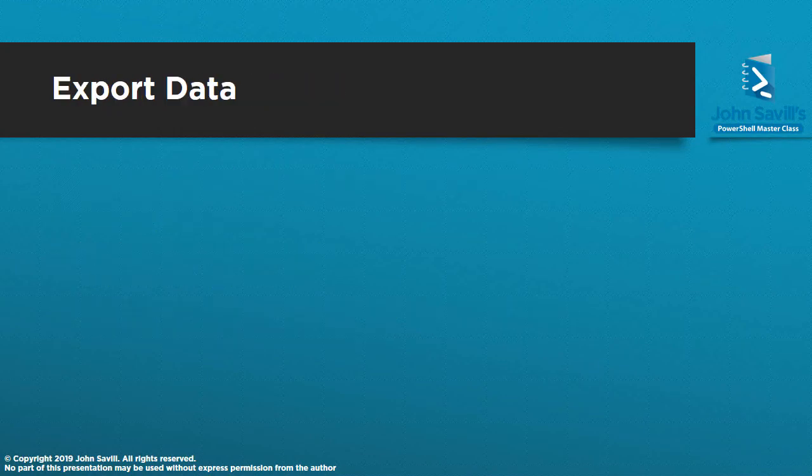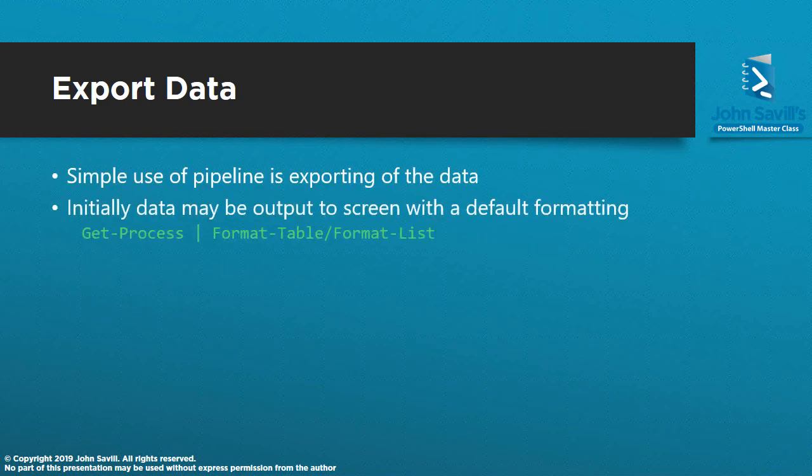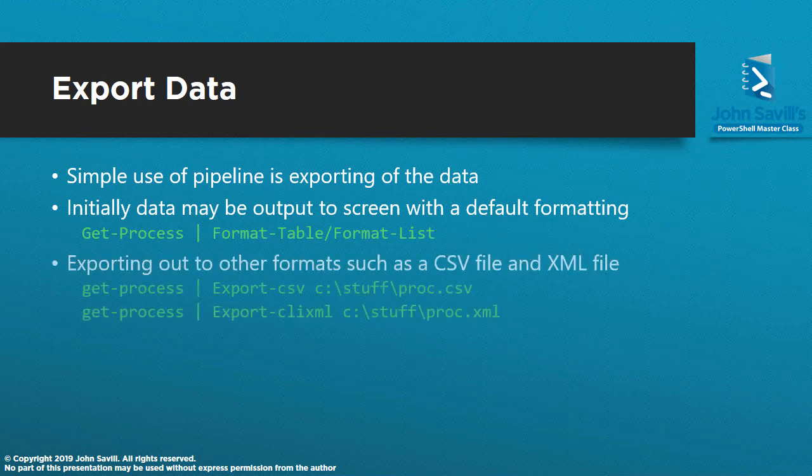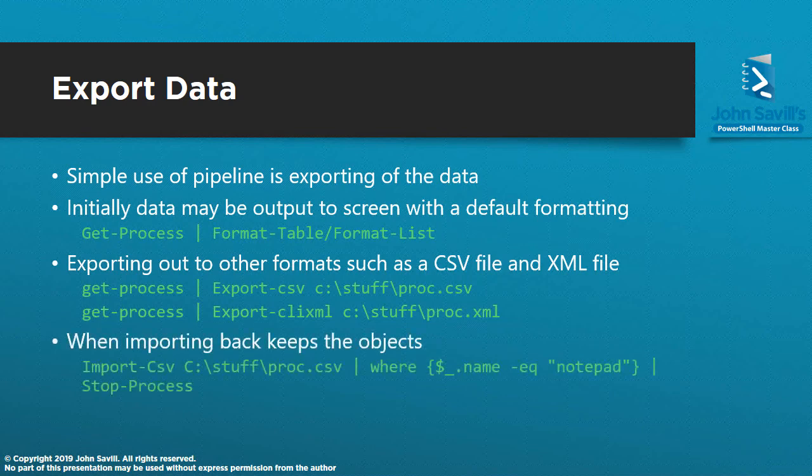To have all these capabilities, I can also export. I could format it to a table, I can format it to a list. We've seen that already. I can export out to other formats. So the other formats could be a CSV. It could be an XML file. And when I bring things back, it keeps them as the object. Well, kind of. It's going to vary, and we'll see that now.